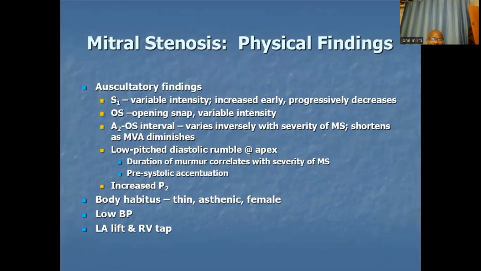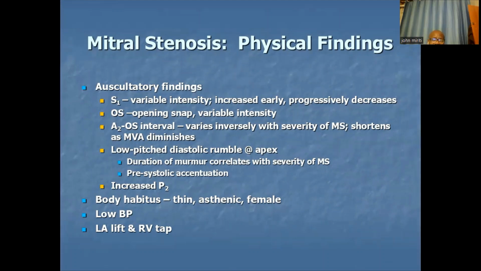And then the opening snap, with variable intensity. The aortic to opening snap interval varies inversely with the severity of mitral stenosis, and softens as mitral valve mobility diminishes. Then there is a diastolic rumble at the apex, and the duration of the murmur correlates with the severity of mitral stenosis, with a presystolic accentuation.